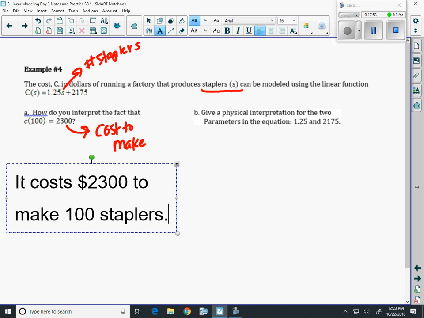It costs $2,300 to... did I type it wrong? Oh. Did I have staples and I changed to staplers? There, that's easier to read than my handwriting.